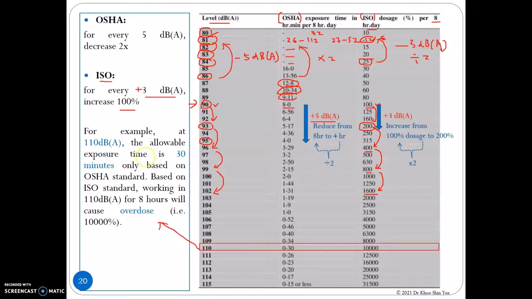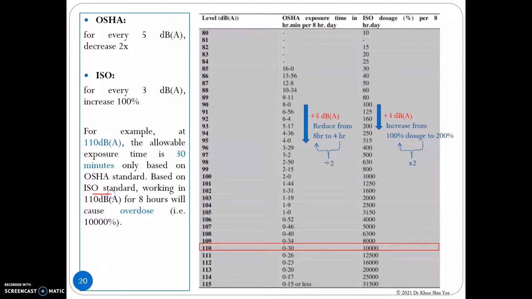At 110 dBA, the allowable exposure time is only 30 minutes based on this information. So based on the OSHA standard, we should stay maximum 30 minutes for this working environment. For the ISO standard, if you work at this working environment, which is 110 dBA, for 8 hours continuously, then it will cause the overdose.